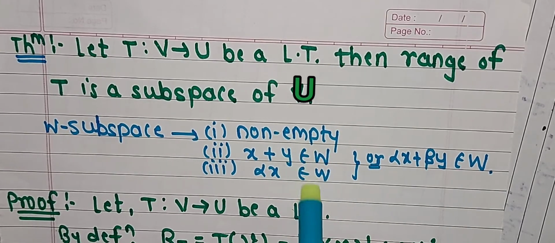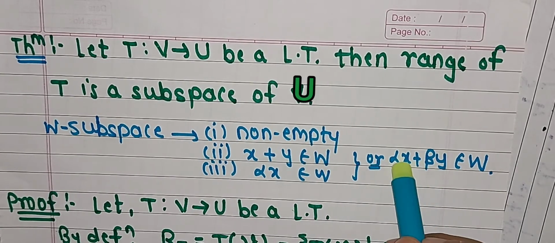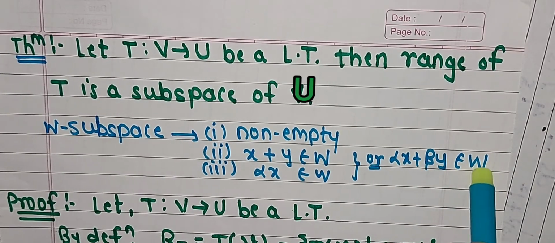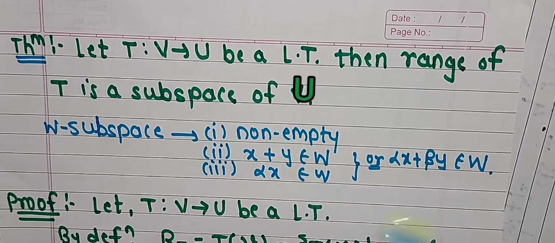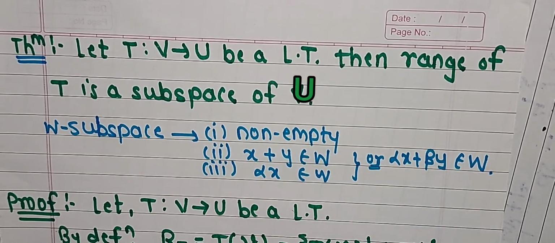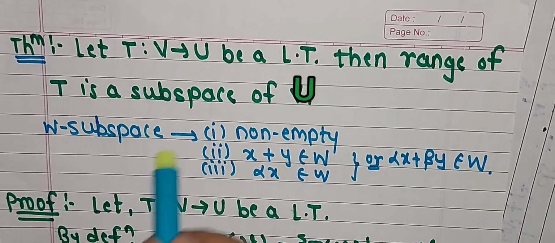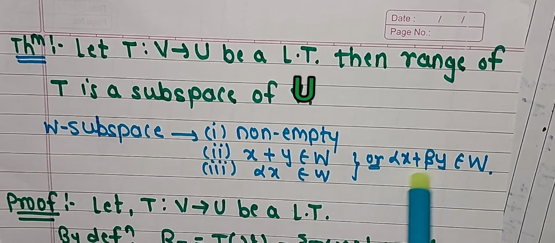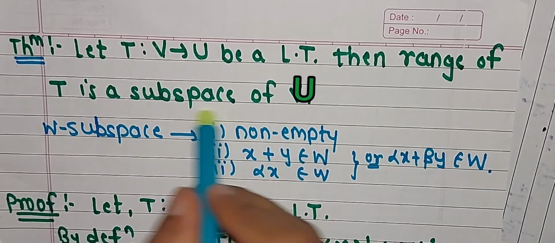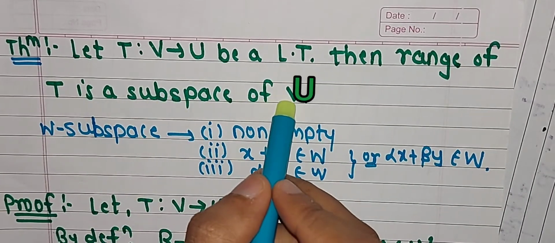The second and third conditions we can also write as: alpha x plus beta y belongs to W. So with the help of these three conditions, or with the help of the first and this second condition, we can clearly say that the given set W is a subspace. With the help of this definition, that is with these formulas, we can now show that the range of T is a subspace of V.